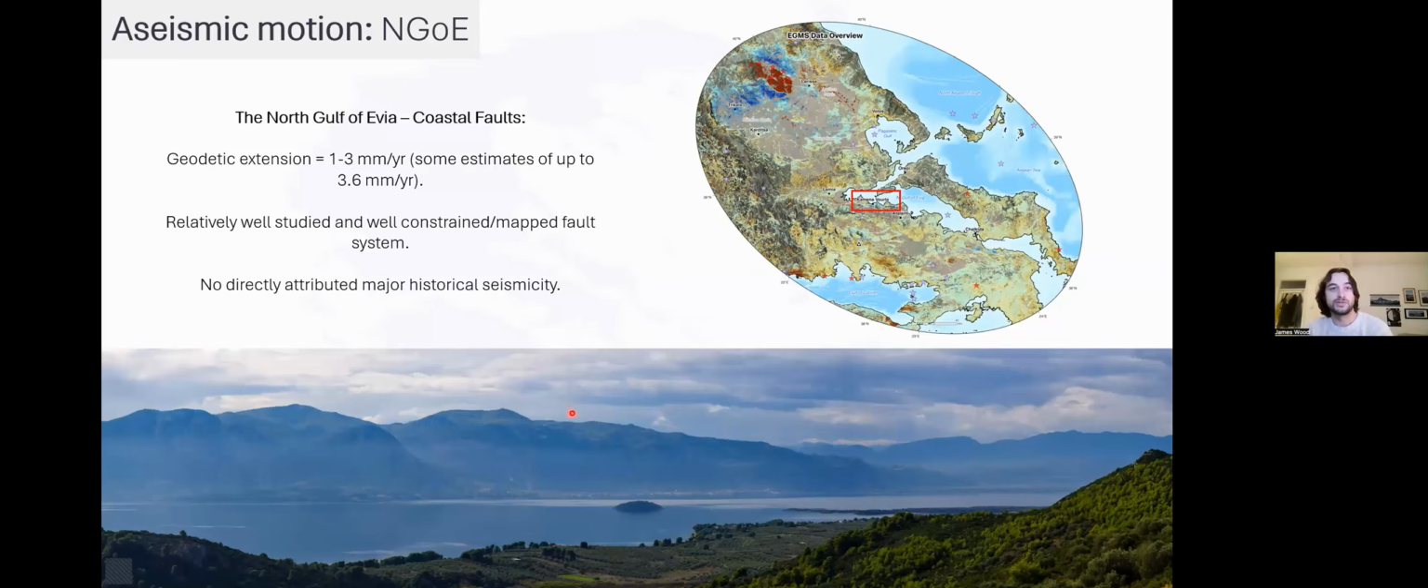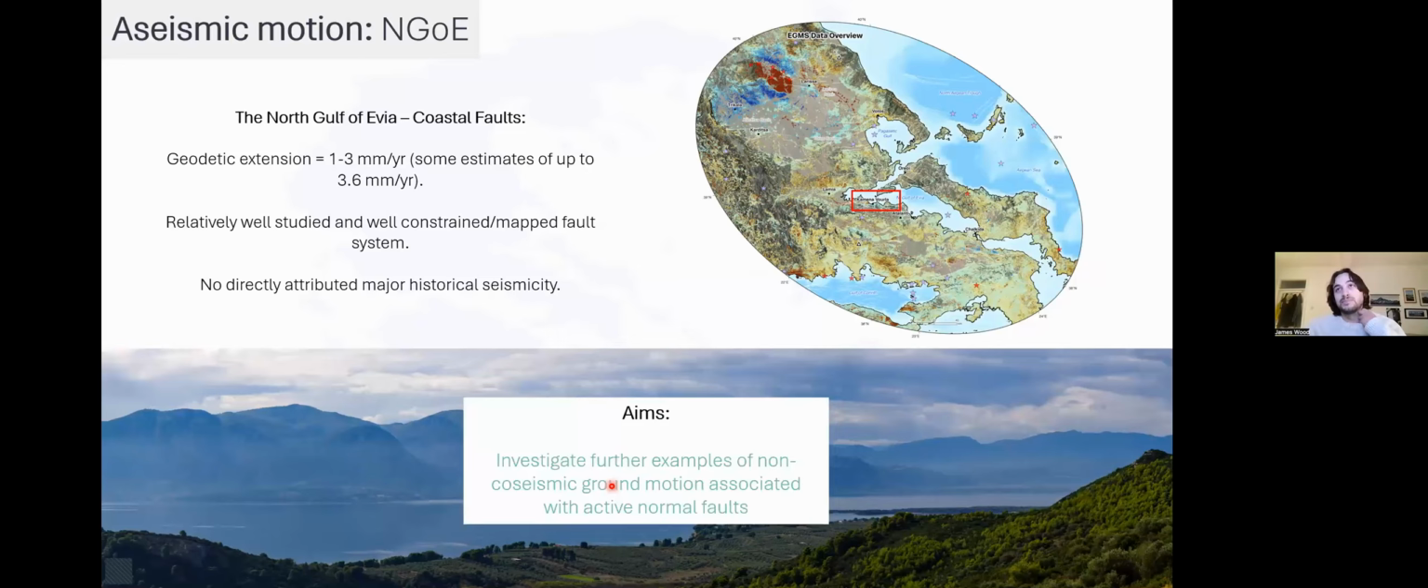This is the footwall topography of it here. This is the town of Kamenivola. So it's quite obvious where the fault scarps and the footwall and hanging wall of this fault are. So we're not having to do any mapping ourselves with this InSAR data. And it doesn't have any major historically attributed seismicity. So our aim, looking at an area like this, is to investigate where we have this ground motion in a non-coseismic setting and how that interacts with the normal faults of the region.